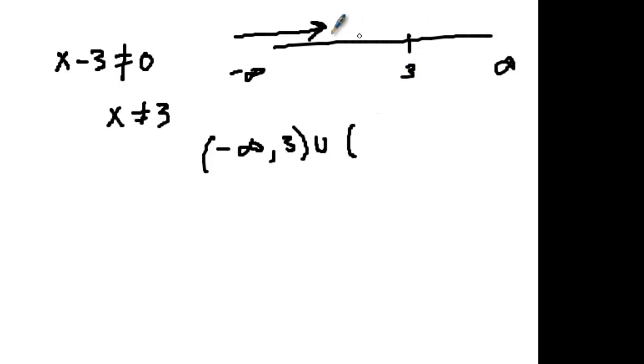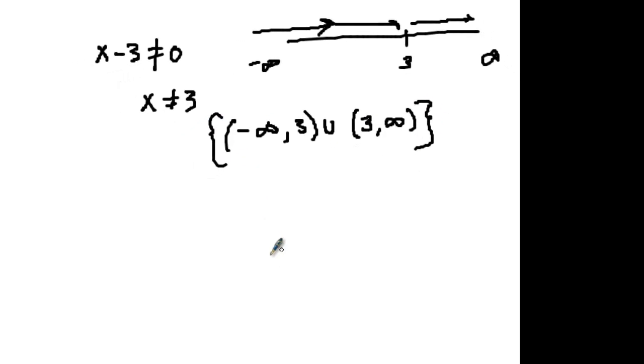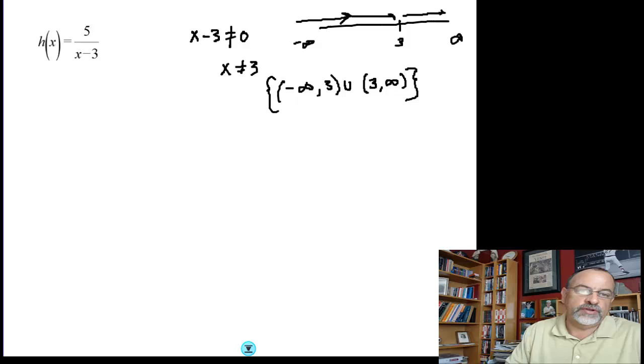Then I can start on the other side of 3 and go all the way up to positive infinity. So I can start with 3, not included, and go all the way up to positive infinity. So this would be the domain of this function here. Okay, variable in the denominator.